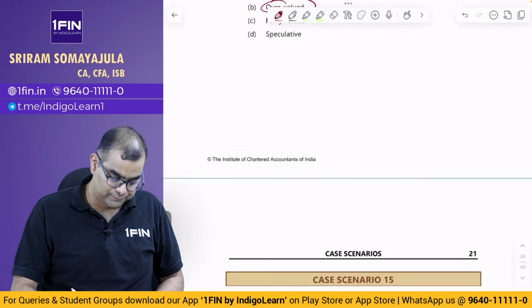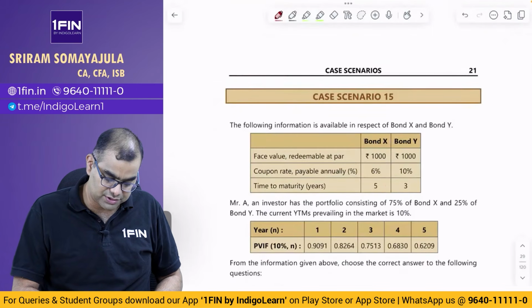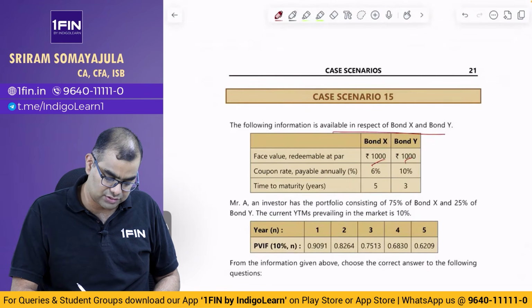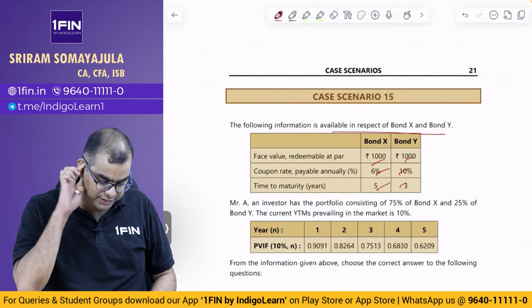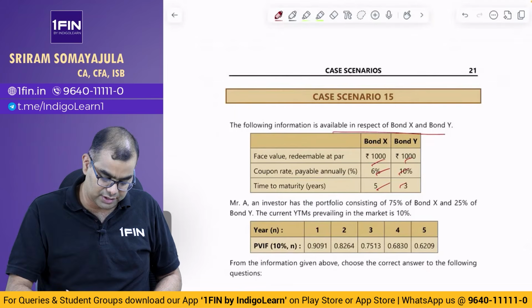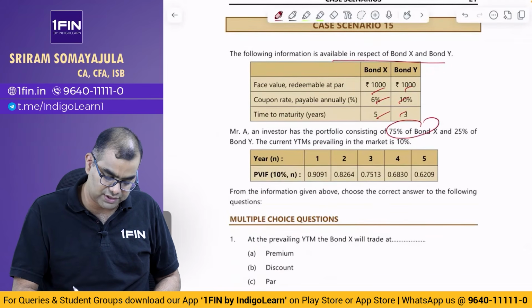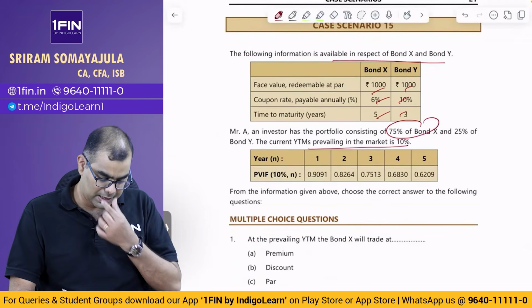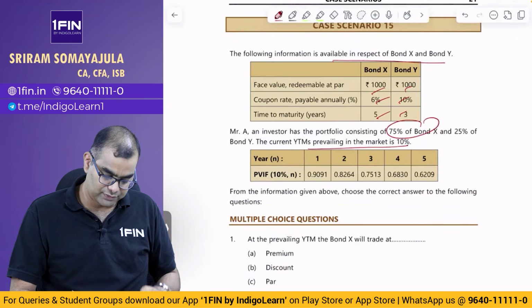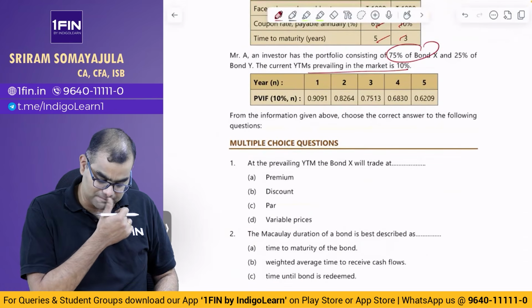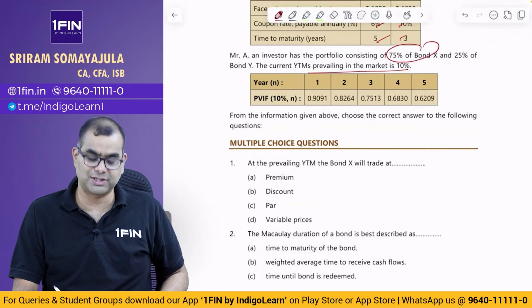Okay, then case scenario 15. The following information is available with respect to bonds X and Y. Face value redeemable at par 1000, coupons 6% and 10%, time to maturity 5 and 3 years. Mr. Y, an investor, has made a portfolio consisting of 75% of X and 25% of Y. The current YTMs are 10%. From the information given above, choose the correct answer. I think this is one of the past paper questions.